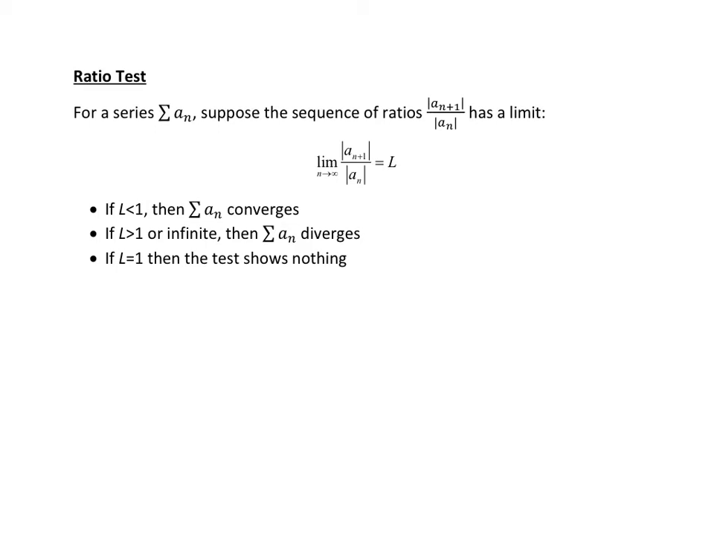We're going to take this limit, L, and look at what happens. If L is less than 1, then the series converges. If L is greater than 1 or we get infinity, the series diverges. And if L equals exactly 1, then this test shows nothing and we're going to have to move on to something else. This is called the ratio test. We're going to compute this number, see what the value is, and then look at these three things.